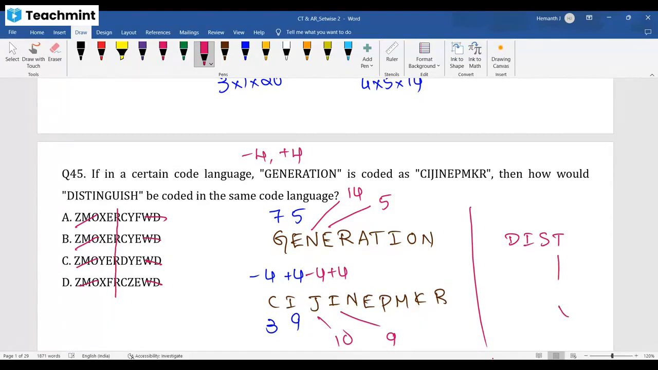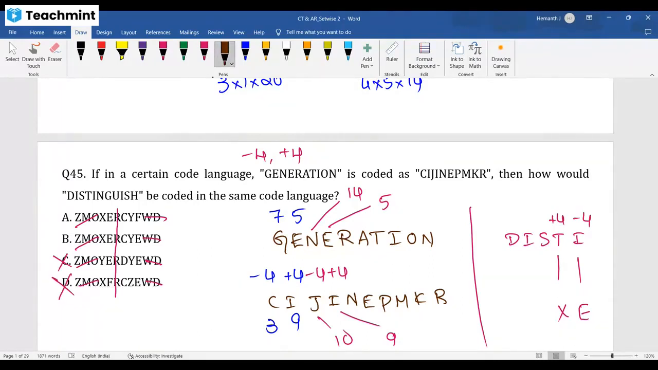For T, +4 is X. X is required, so option C is eliminated. Next letter is I, right? So minus 4. This is plus 4. For this minus 4 will come. I minus 4, 9 minus 4 is 5. E will come. We want XE, not XF. So D is eliminated.